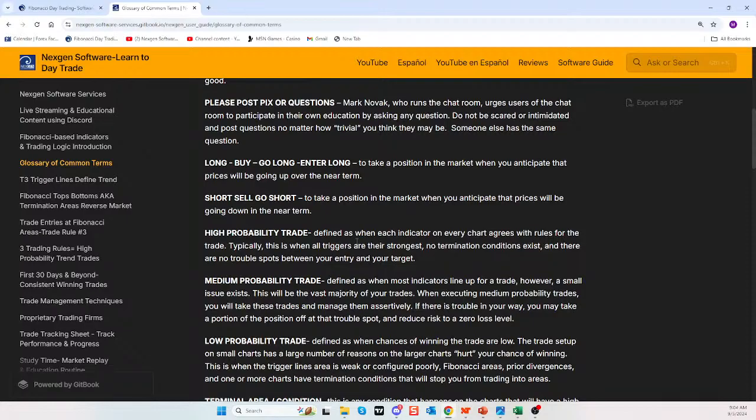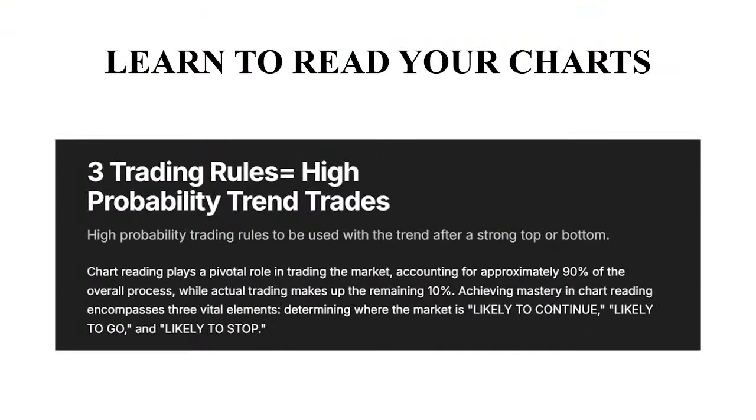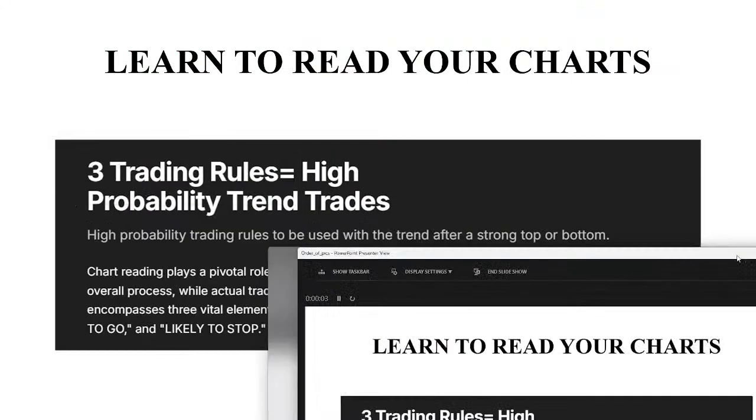This is when all their triggers are the strongest, and this is where no termination conditions exist, and there's no trouble spots between your entry and your target, guys. This high probability trade is the best of the best, and the way it's taught is a high probability trend trade. It's a trade that typically wins 70 to 80% of the time. It's a trade that creates an enormous amount of confidence through the memory of success. But the most important thing that this high probability trend trade does for you as a Nexgen user is it teaches you to read your charts, to read your indicators.